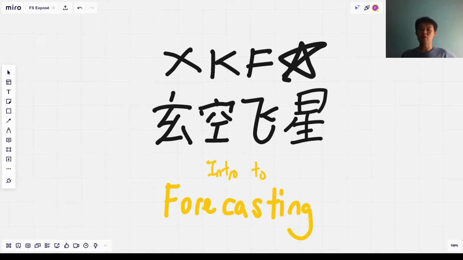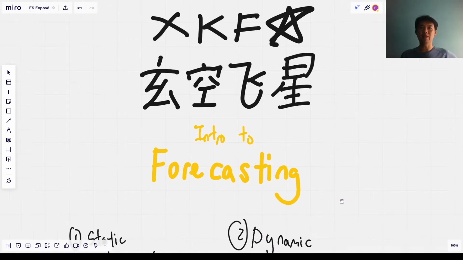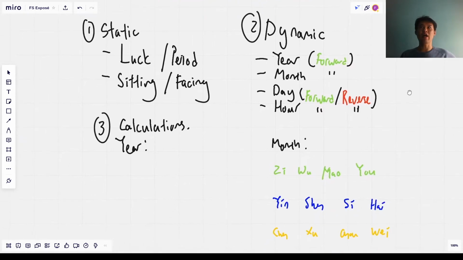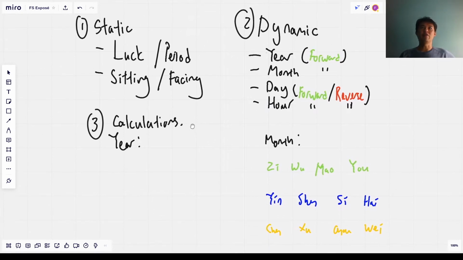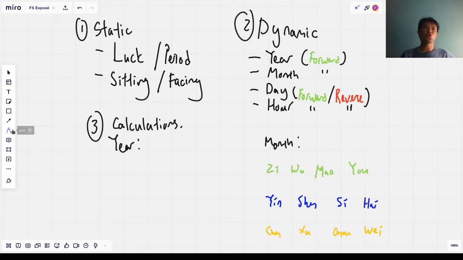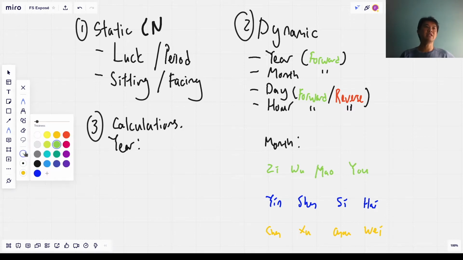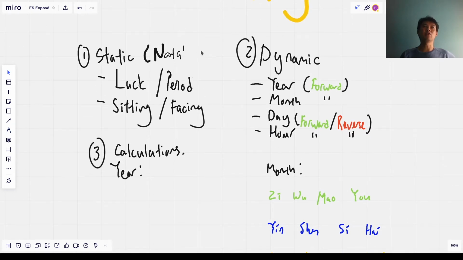Okay, I think we have covered all the structures in Xuan Kong Flying Stars. Today we will take a look at how forecasting works in Xuan Kong Flying Star. The past 20-odd episodes, whatever we've gone through, is actually to plot the natal chart. The natal chart is the static part of the equation.